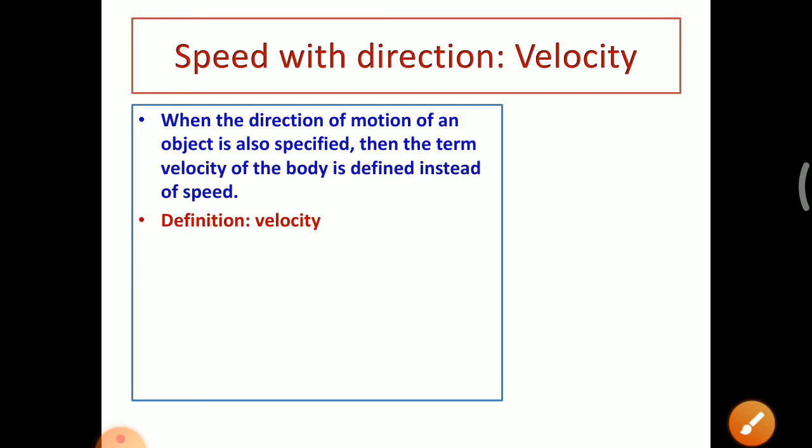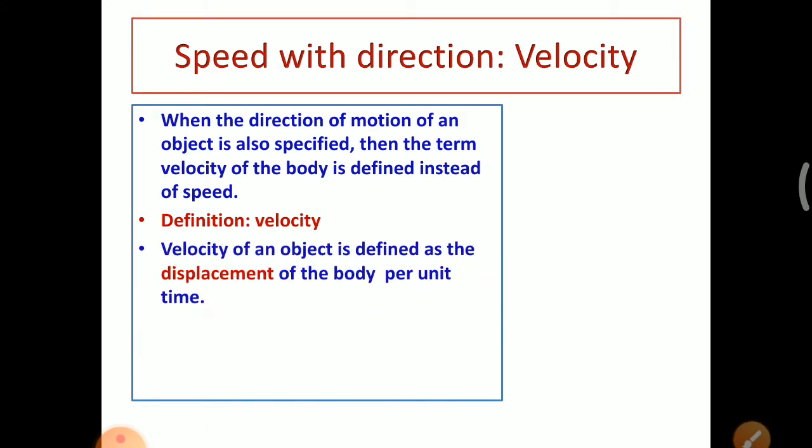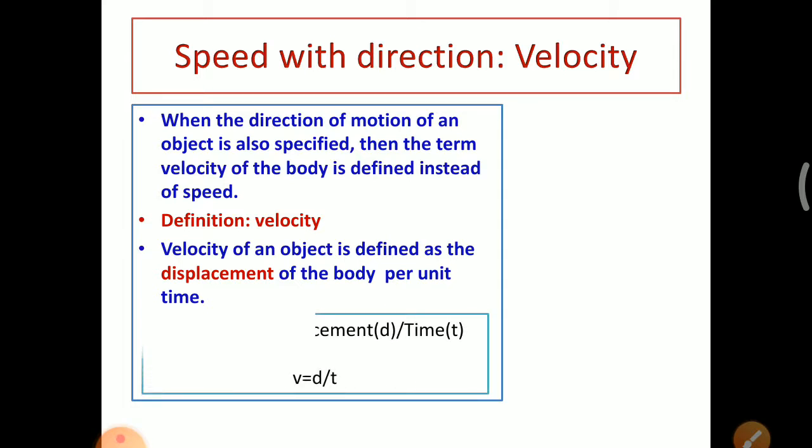From this we can write: velocity of an object is defined as the displacement of the body per unit time. Speed means distance by time; velocity means displacement by time. So velocity equals displacement by time. The displacement is represented by the small letter d and time is t, so v equal to d by t.